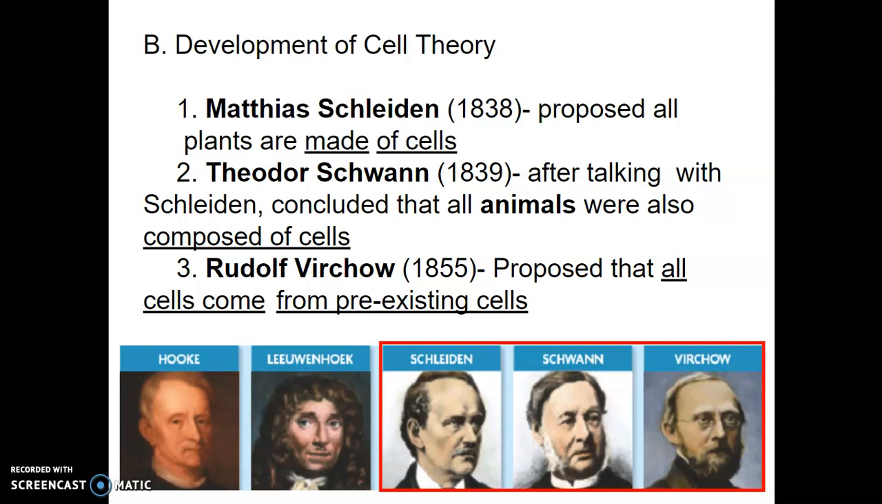Rudolf Virchow in 1855, so about 15 years after that or so, said that all cells come from pre-existing cells. In other words, the carbohydrates and sugars and all that stuff in your body don't just mix together and boom, all of a sudden a cell is formed. He said, no, there's a method to this. They come from pre-existing cells.